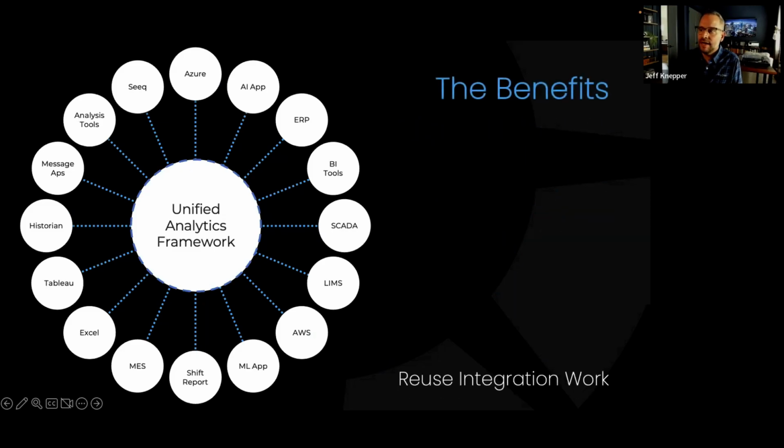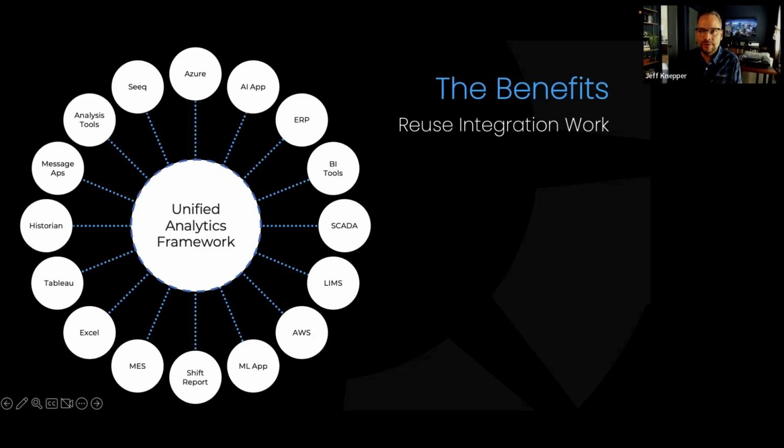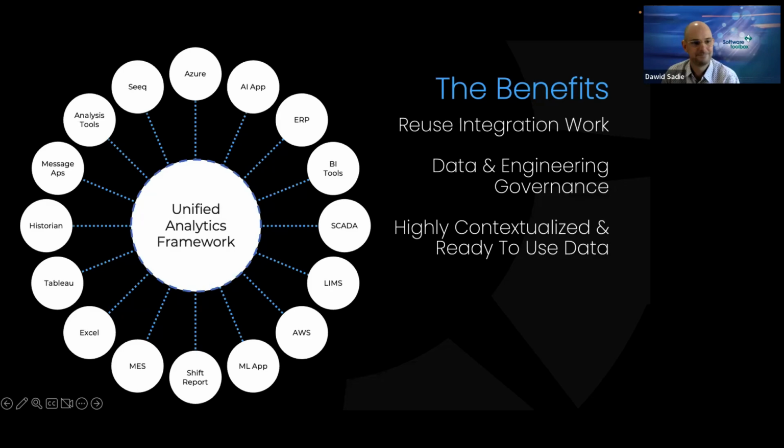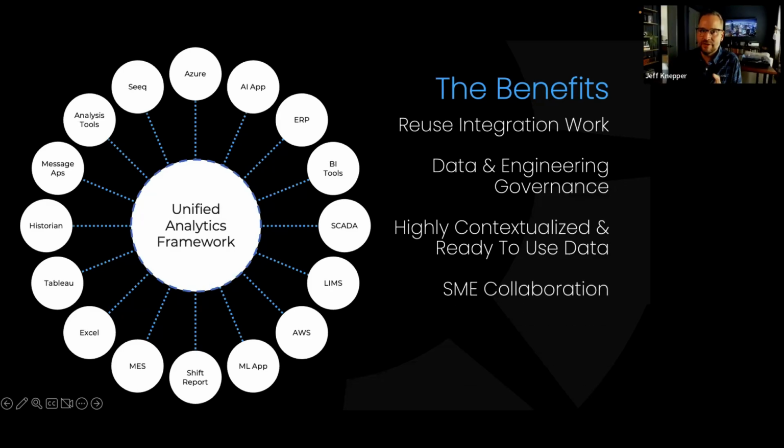Now, remember, the benefits matter. You're going to get to reuse integration work over and over again. You're going to grow the library over time. You don't have to boil the ocean. You can start small with this. You're going to get really strong data and engineering governance. You're going to be able to control the definitions of calcs and KPIs and events and ensure that the engineering work done once and done right is spread throughout. Highly contextualized and ready to use data. Your subject matter experts will be collaborating inside of the library approach, and again, independence from applications and being able to take your historians and your SCADA systems and make them work with this rather than trying to build solely on top of them and forcing yourself to try to standardize there.